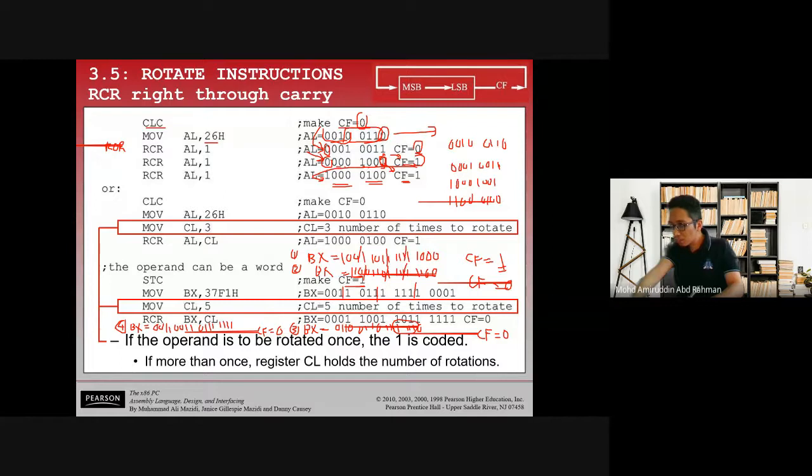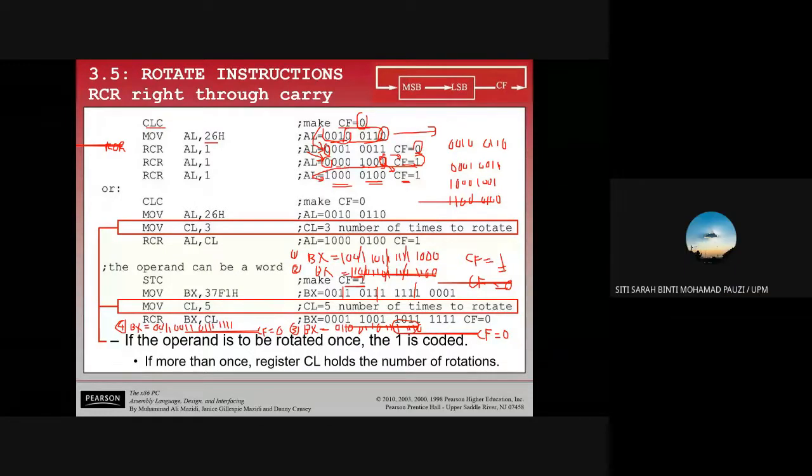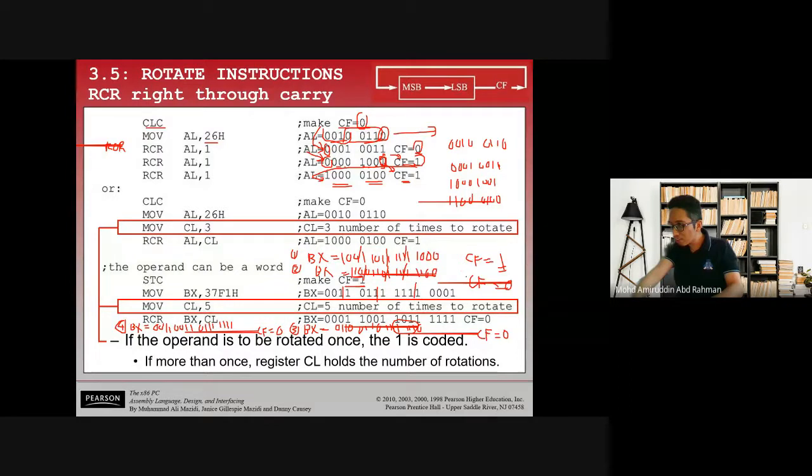So, 5 times. Have we done 5 times? 1011, okay. 1111, okay. Betul. All right. The second CF, isn't it zero, doctor? Second CF. Mm-hmm. Second CF is zero.